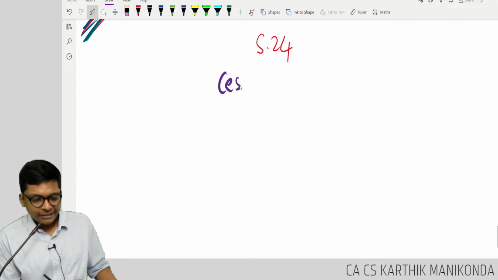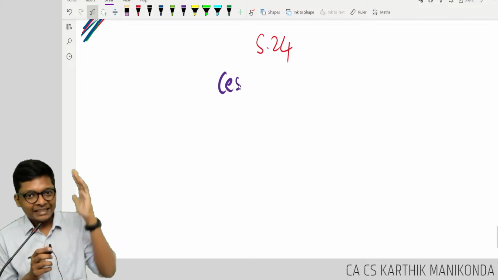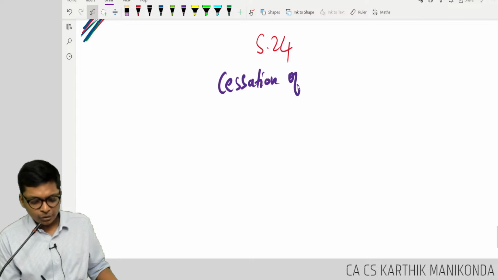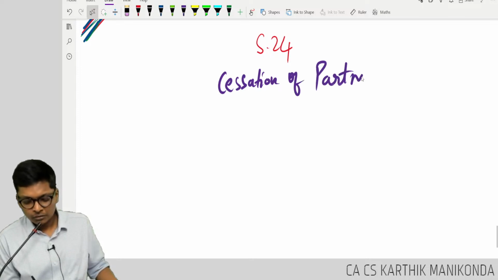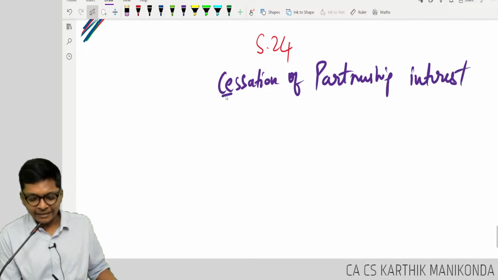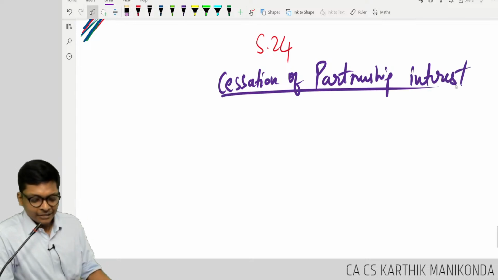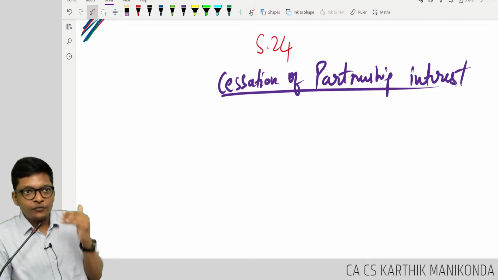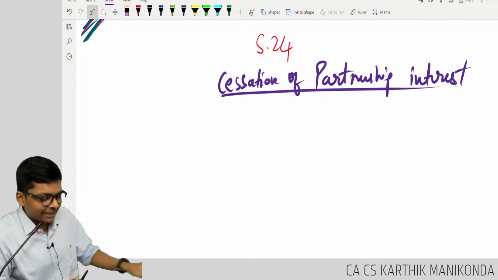Cease means what? Stop, it ends. So here it's called cessation of partnership interest. Cessation of partnership interest means end of your relationship with the LLP.